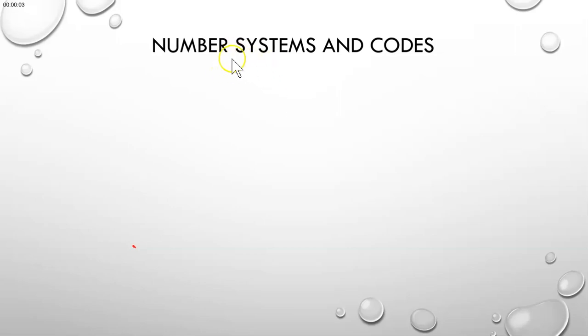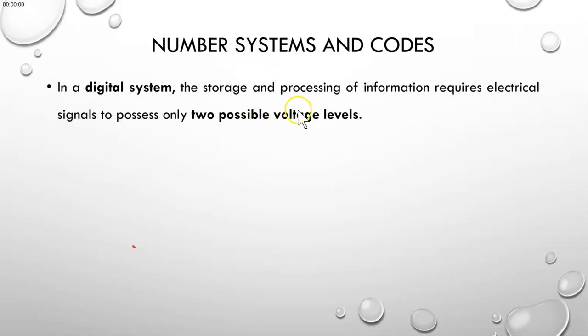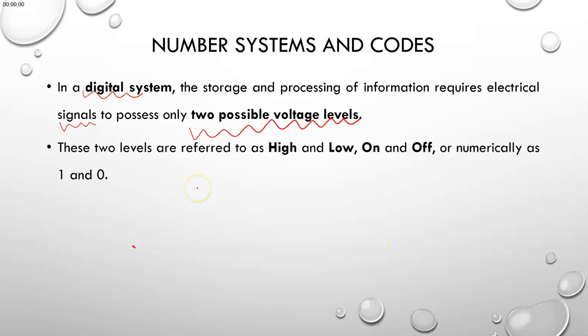This class is about number systems and codes. We say that in a digital system, the storage and processing of information requires electrical signals, which a digital system requires to be in two voltage levels. And these two levels are normally known as high or low, on or off, and they may be represented by a 1 or a 0 respectively.